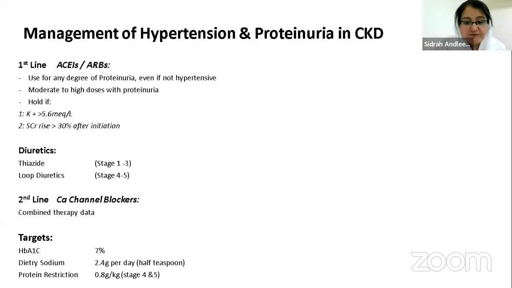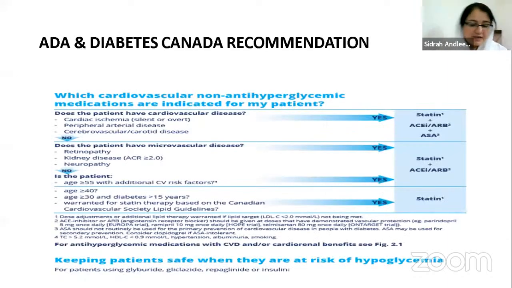The targets, very important. HbA1c, 7%. Always. Target 7%. Anything more than 7% is a risk. Dietary sodium, not more than 2.4 grams per day, which becomes a teaspoon. Not more than a teaspoon of salt in a day. And protein restriction, not more than 0.8 grams per kilogram. So try not to have chicken or meat every day. That's what we can get out of this.